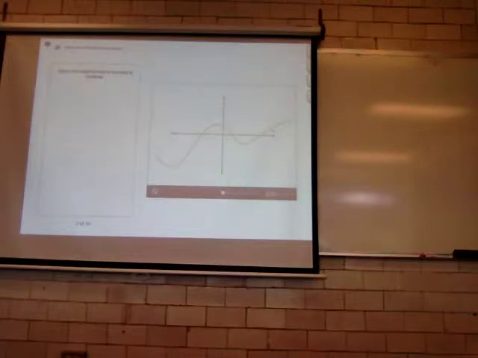Now let's suppose this curve represents the function y equals f of x. And let's say we translate the function vertically upwards by a distance of 7. Which of the following is an expression for this new function up here?